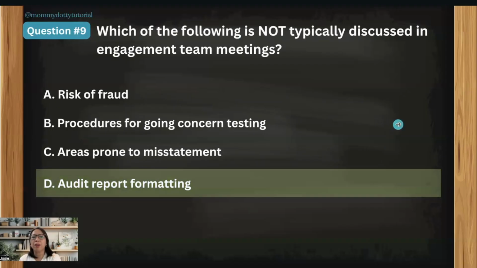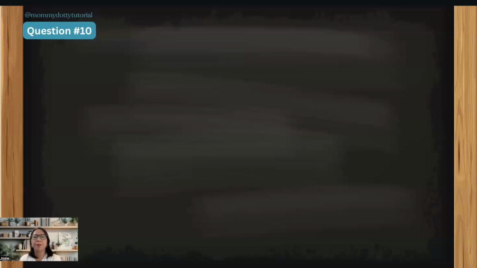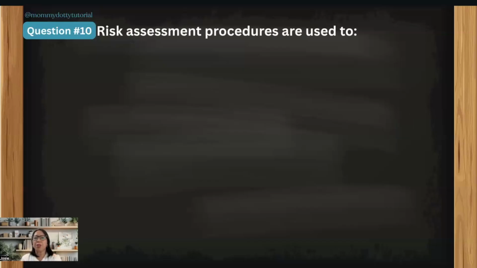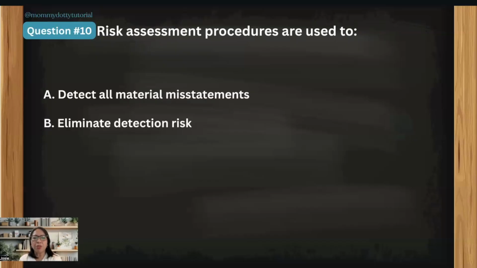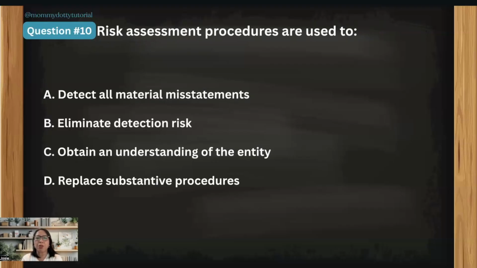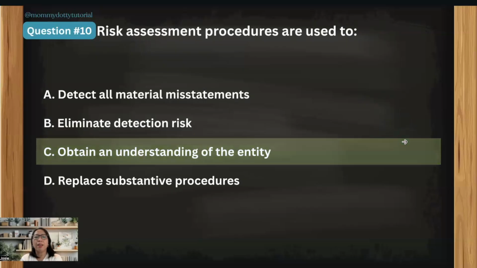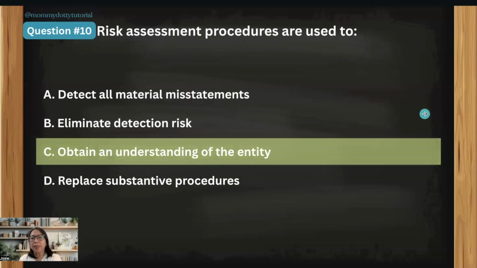Now let's go to question number 10. Risk assessment procedures are used to A, detect all material misstatements, B, eliminate detection risk, C, obtain an understanding of the entity, and letter D, replace substantive procedures. You may pause the video to think. The correct answer is letter C, obtain an understanding of the entity. So these procedures help auditors understand the entity and identify risk areas. I think that's our last slide.